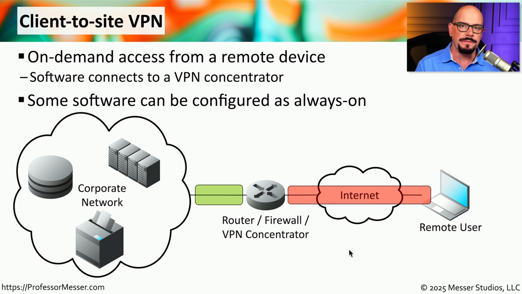This might also be configured as an always-on configuration. So the moment the remote user turns on and logs into their laptop, it automatically creates that link to the concentrator. This means you don't have to worry about manually starting your VPN software. If you are on your network and connected to the internet, then you always have an encrypted channel all the way back to your VPN concentrator.